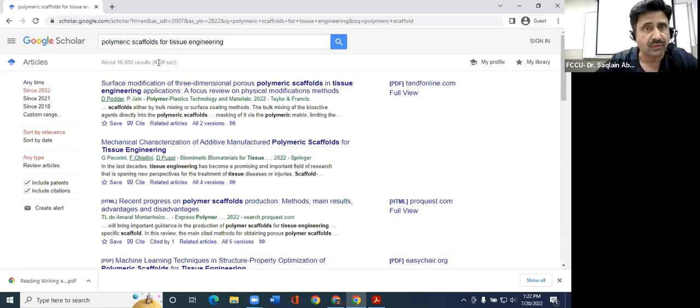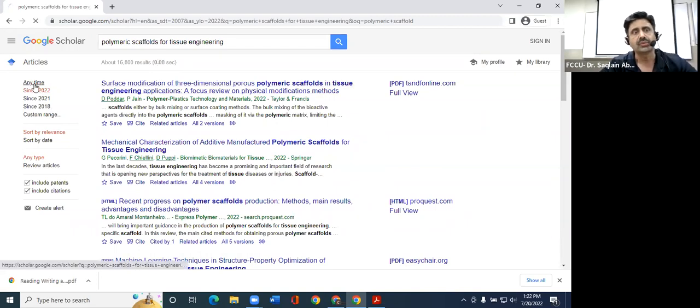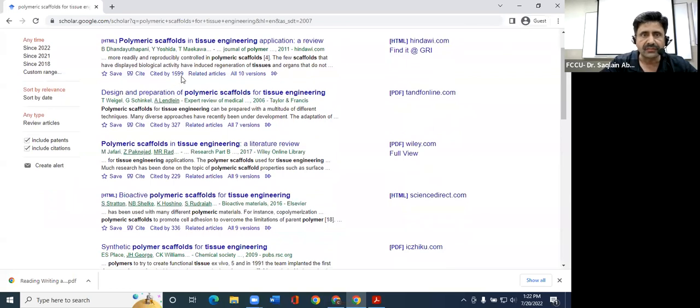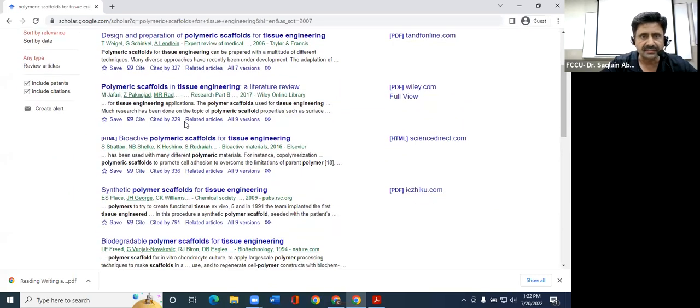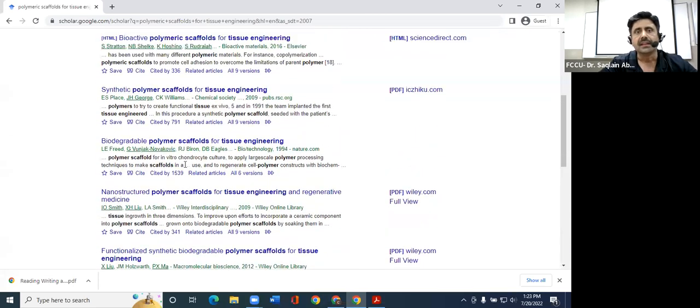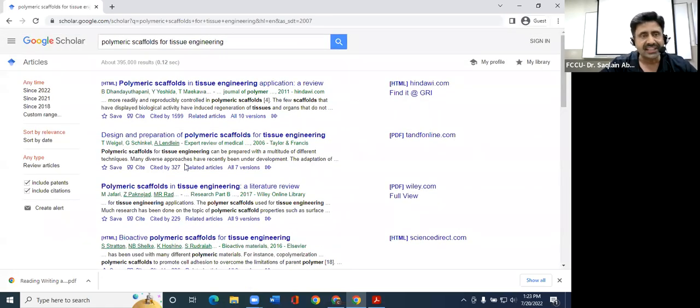But again, polymeric scaffolds is a big field. It is a vast field. Again, it is an ocean of knowledge. Now this is the second phase, the beginning of the second phase of your literature review, finding the literature. Again, you will start with the same concept: finding highly cited articles in high impact journals. This is cited by 1599, 327, 336, 799, 91, 1539, and so on. Try to find articles with high citations at any time. Of course, highly cited papers will be older ones in which they target the fundamentals of that science.